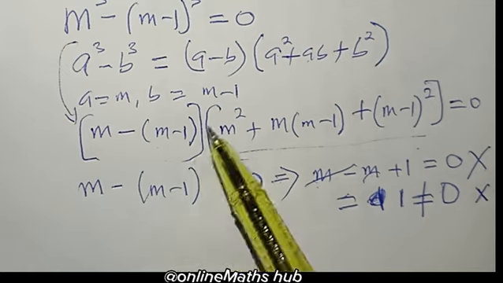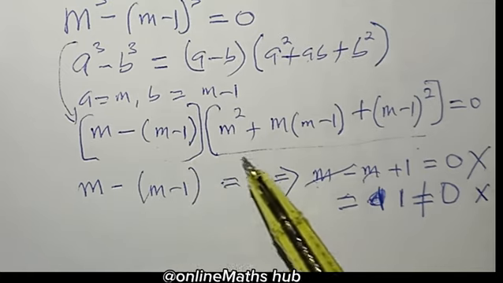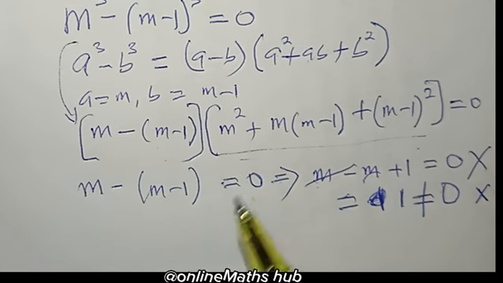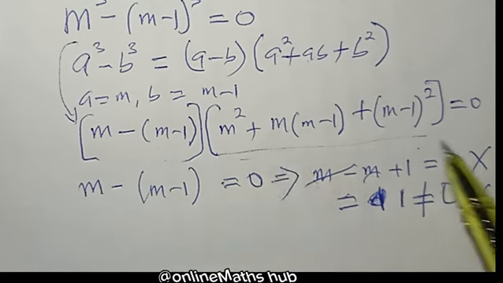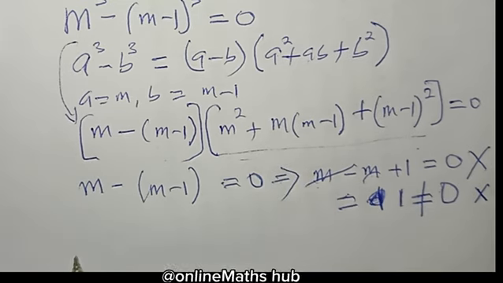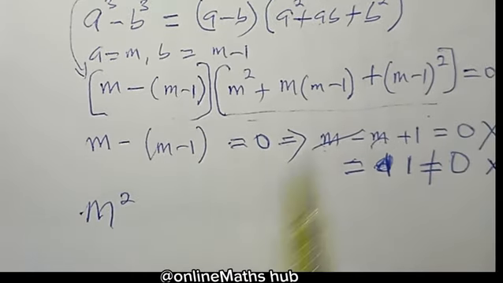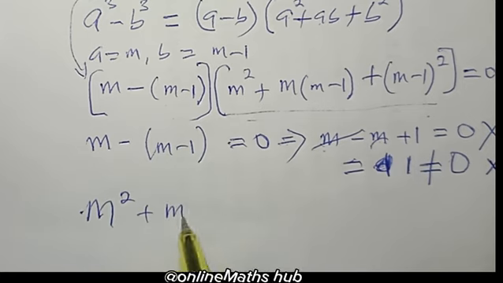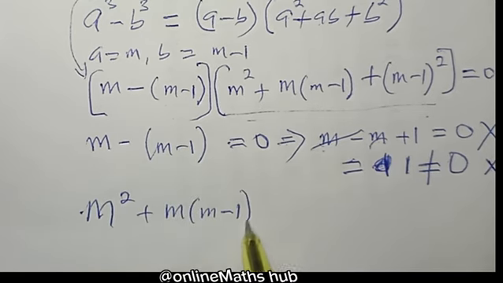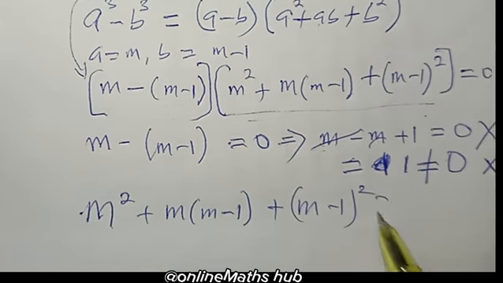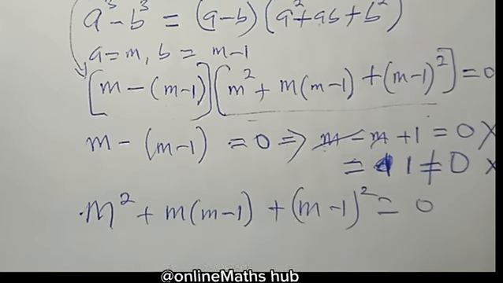Don't forget, whenever you have two terms multiplying themselves and they are equal to 0, either the first term or the second term is equal to 0. So let's now check this case. So what we have is m squared plus m into m minus 1 plus m minus 1 squared is equal to 0.